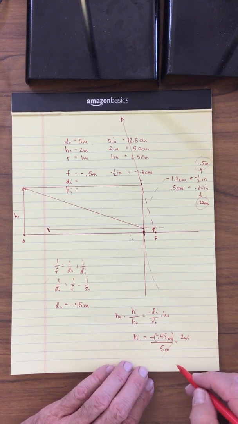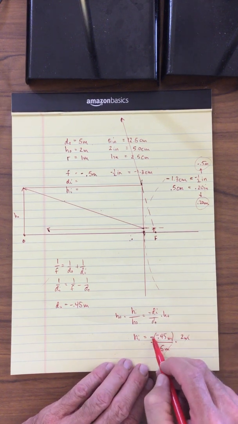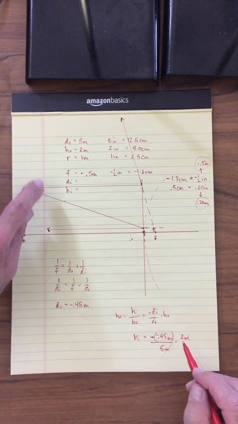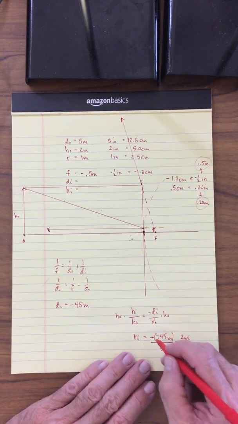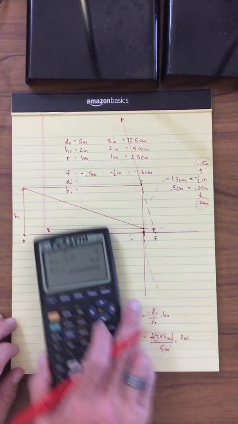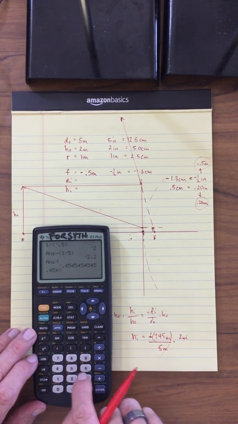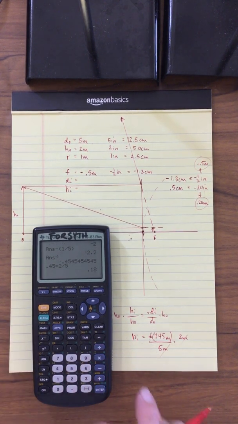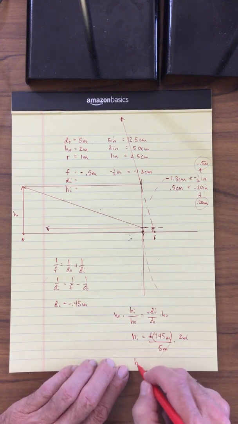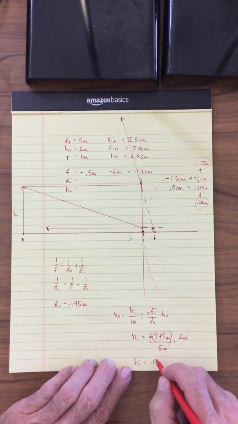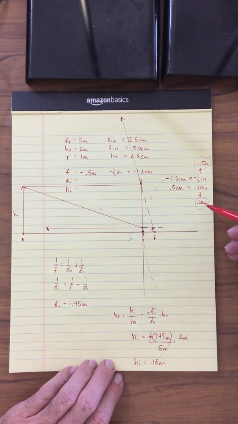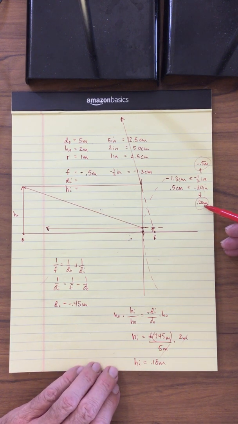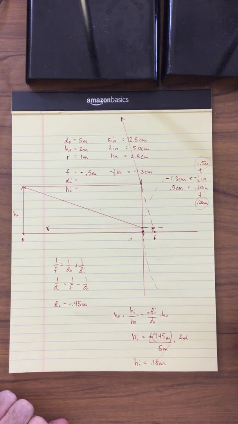Okay, so those cancel. And again, we have the negative of this, negative di over do, but then the distance of the image is a negative already, so a negative of a negative will give us a positive. 0.45 times 2 divided by 5 equals 0.18. The calculated height is 0.18 meters, and our estimate by the drawing was approximately 0.20 meters. So we were close. So this is showing the calculations for a convex mirror.